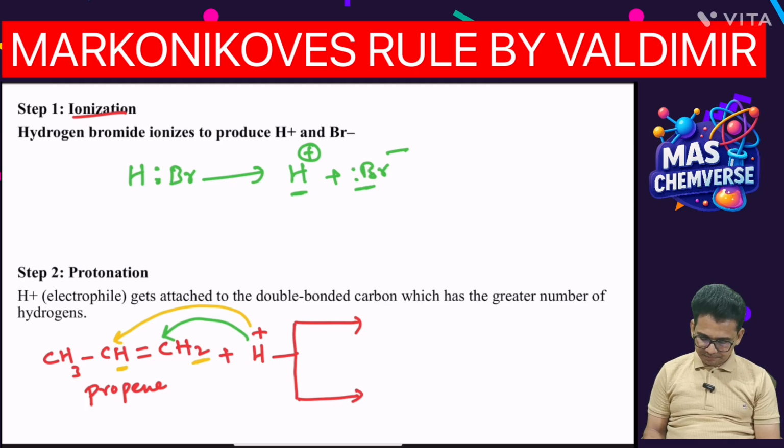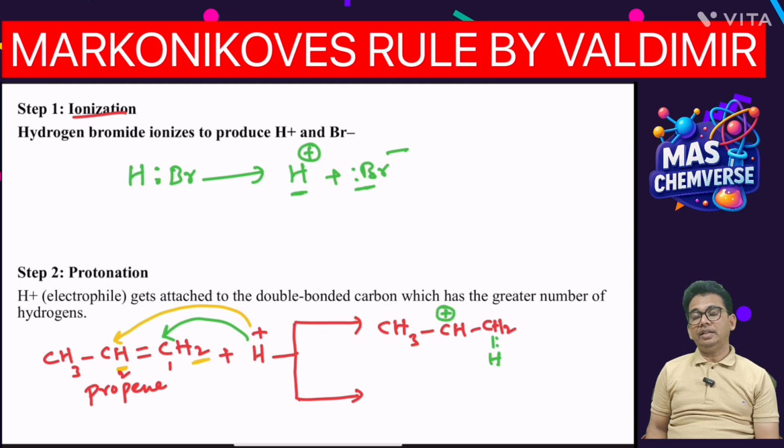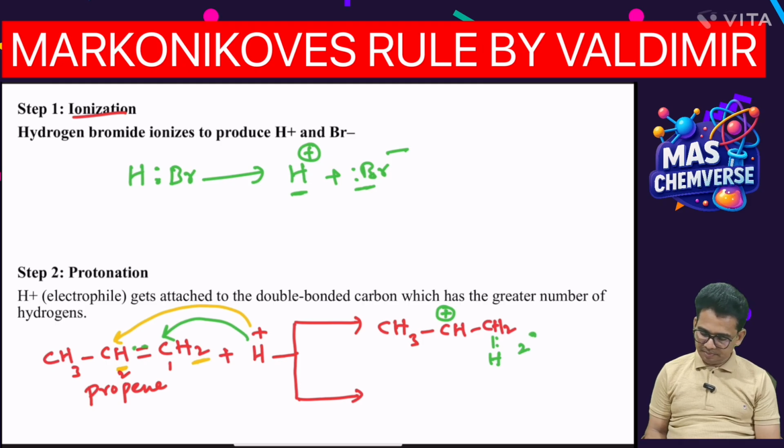Now see, we will write both. This is the first carbon, this is the second carbon. When it attacks the first carbon, according to Markovnikov rule, the carbon having the more number of hydrogens, both the electrons are occupied here. That's why this carbon becomes electron deficient, because both the electrons in the form of the double bond are given to hydrogen. This is called the secondary carbocation. We'll write it properly: secondary carbocation.